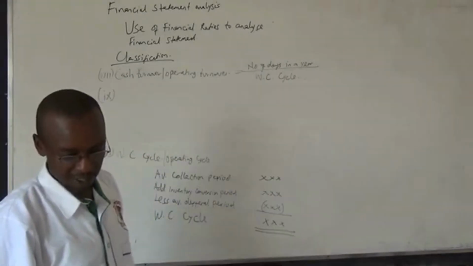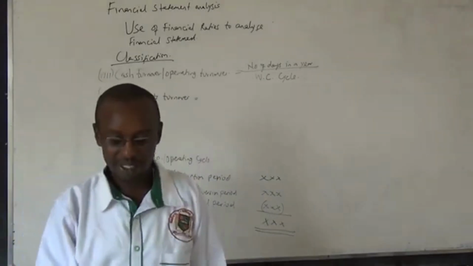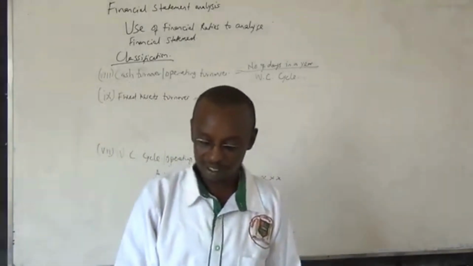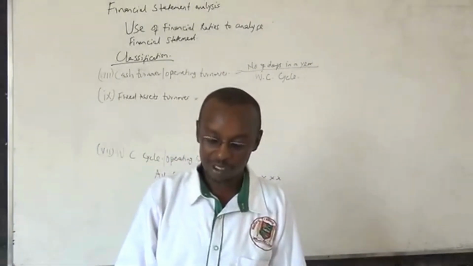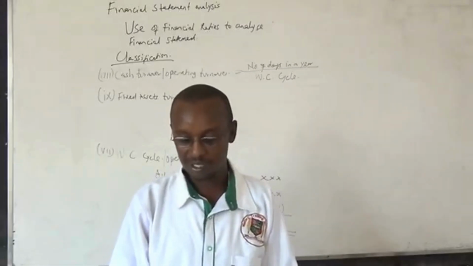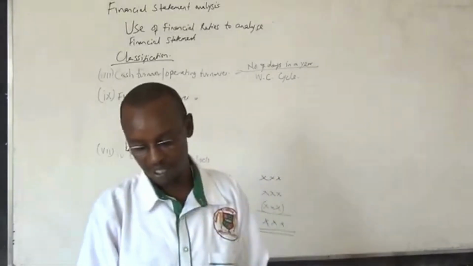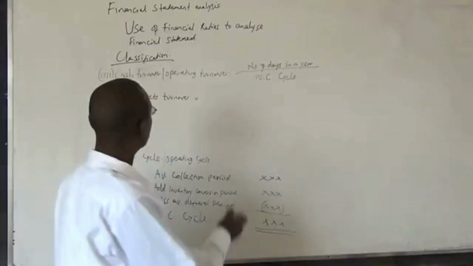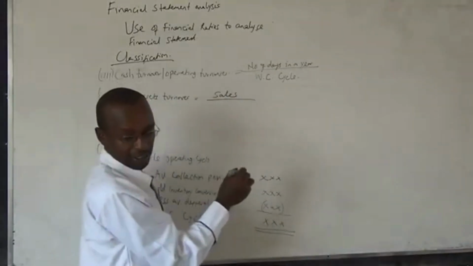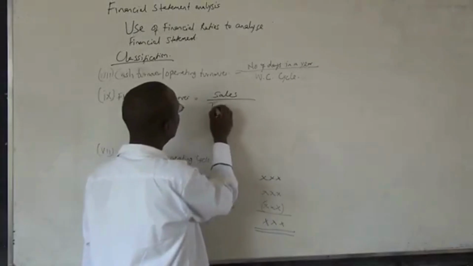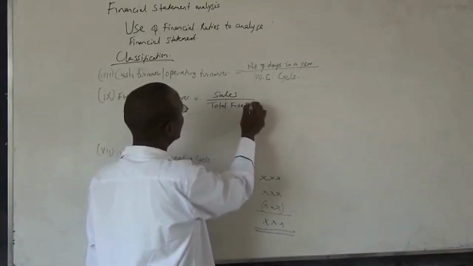We have the fixed assets turnover. It indicates the level of sales generated by the fixed asset base of the company. So it shows the efficiency with which the company utilizes its assets to generate sales. So this is sales over the total fixed assets.